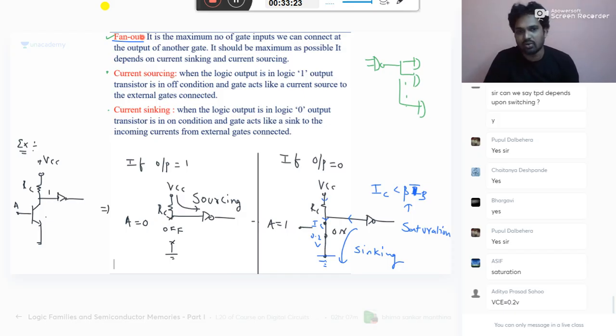So fan out depends on two things: current sourcing and sinking. When the logic gate output is at logic 1, the output transistor is in off condition, and the gate acts like a current source to the external gates connected. And when the logic gate output is at logic 0, the output transistor is in on condition, and the gate acts like a sink to the incoming currents from the external gates. Based on these two, we decide how many gates you can connect. How to decide, I will tell you. First, up to this, is it clear or not? Please tell me.